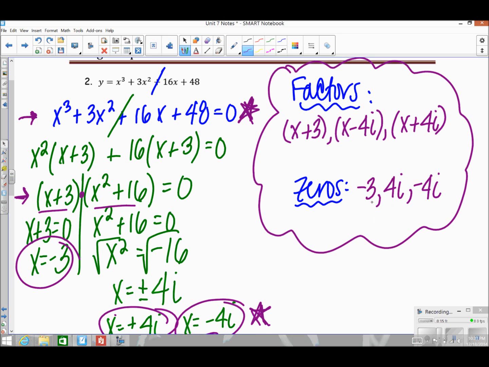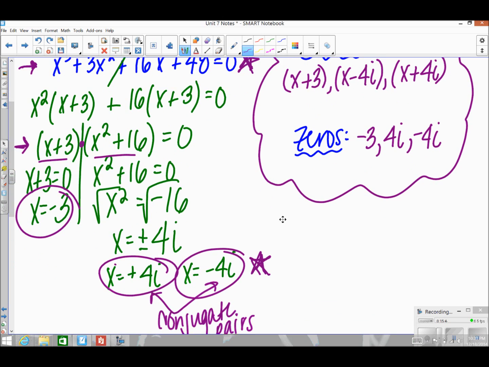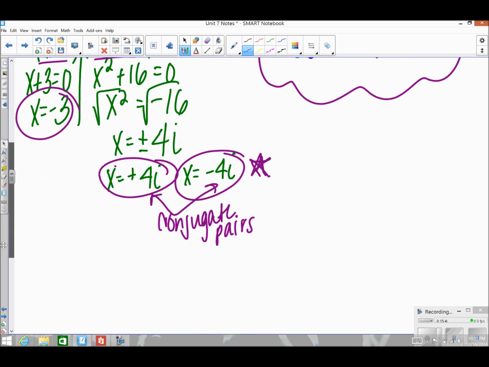They might tell you that negative 3 and 4i are zeros, but because you know by the fundamental theorem of algebra that whenever you have 4i as a zero, then negative 4i has to be a zero as well, because zeros occur in complex conjugate pairs. So that's just another application of the theorem. Let's go ahead and look at that, where we start with the zeros and work our way back up to the equation. And then that'll be the last thing for this unit.